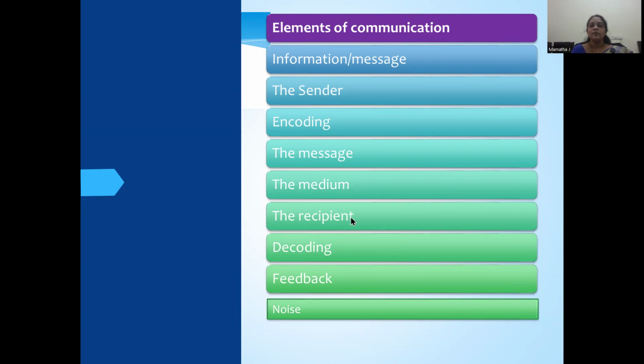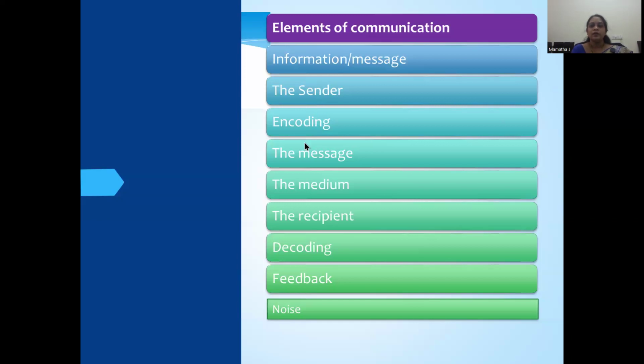So there will be a recipient who has to receive the message from the sender and has to understand the message in the way the sender has sent the message. That process is called the decoding process. So once the recipient has understood the message, he has to give feedback to the sender so that the sender will understand whether the receiver has understood the message in a proper way or not, or whether the message has been conveyed in a proper way or not.